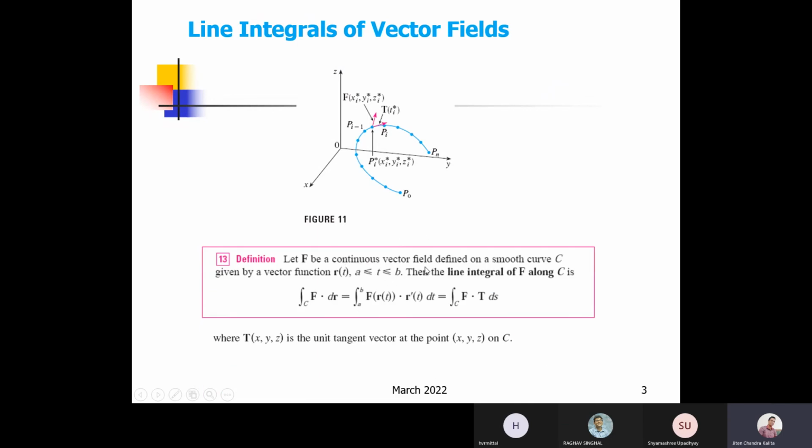Let F be a continuous vector field defined on a smooth curve C, given by a vector function r(t), where t lies between a and b. Then the line integral of F along C is given by this expression, F dot dr. I have already explained the meaning of this. You can write it as either this or F dot T ds, where T is the unit tangent vector at the point x, y, z on C.